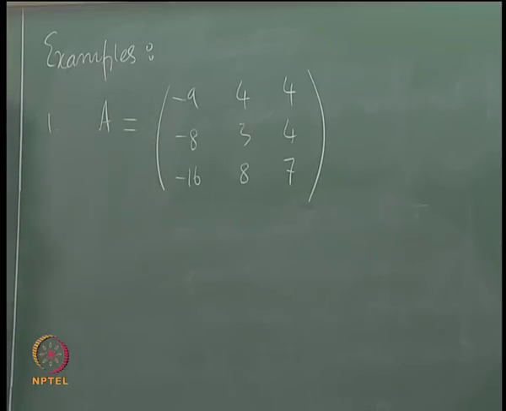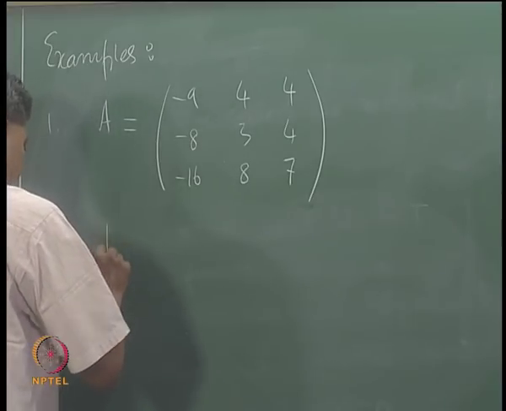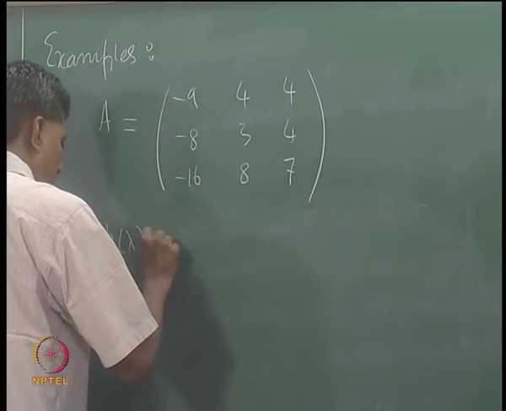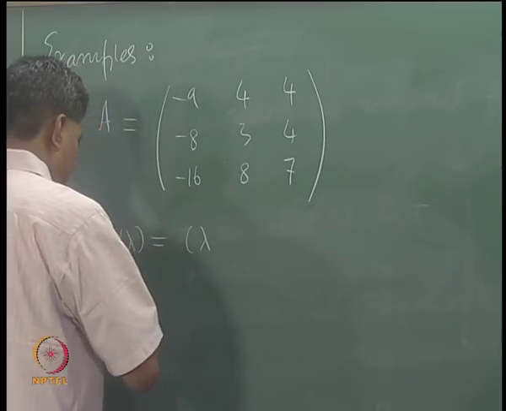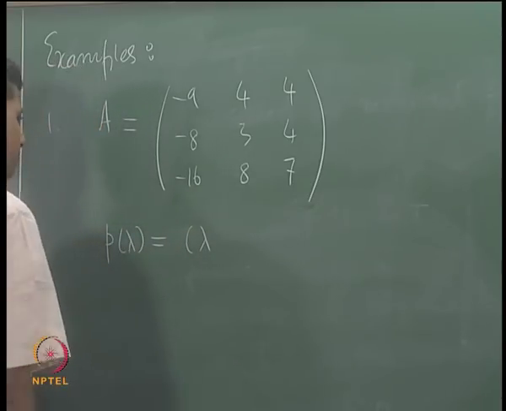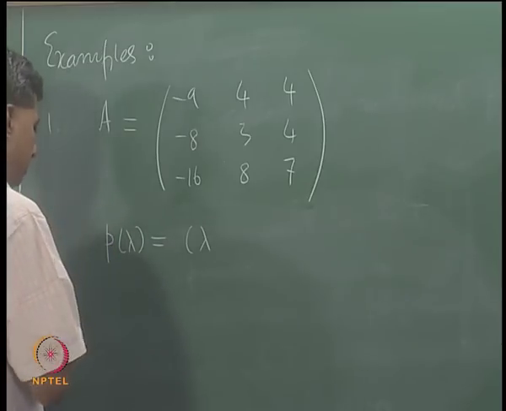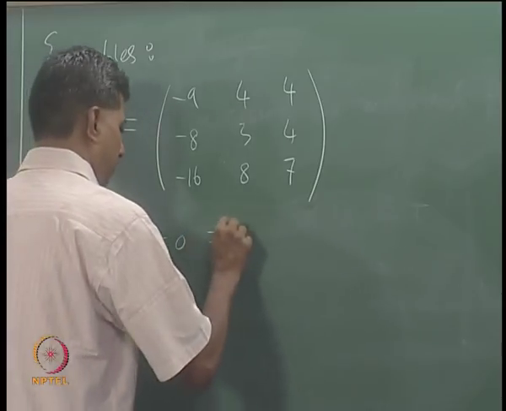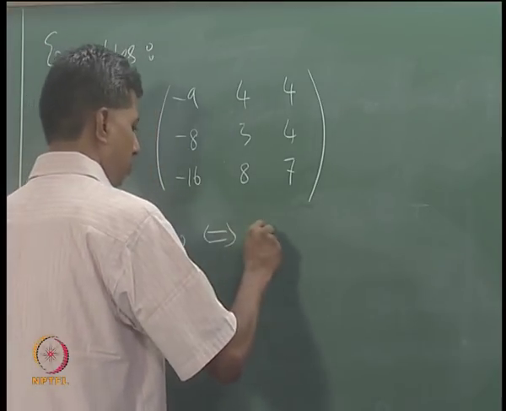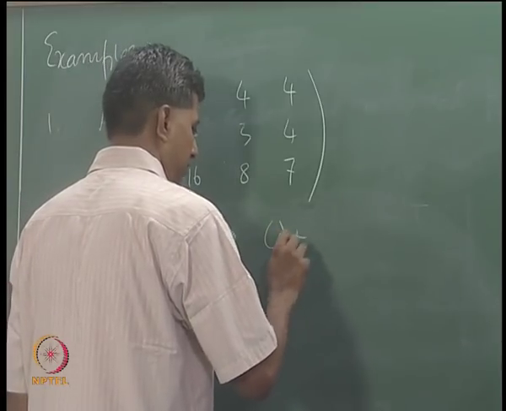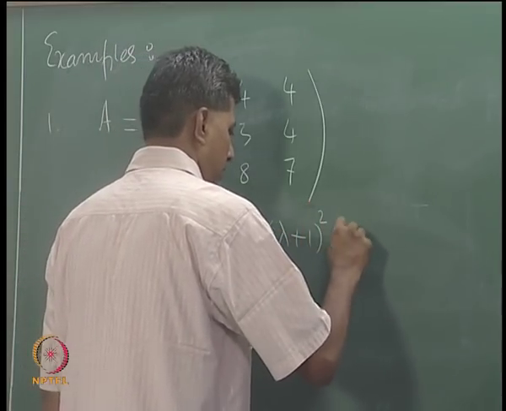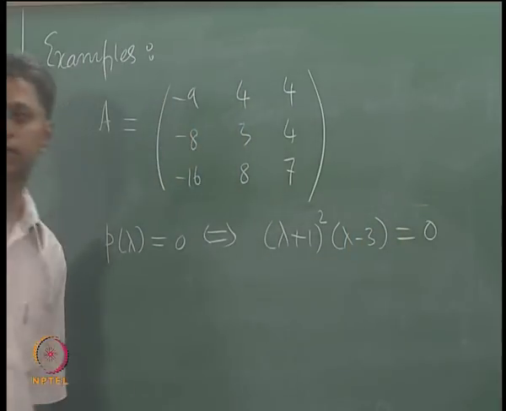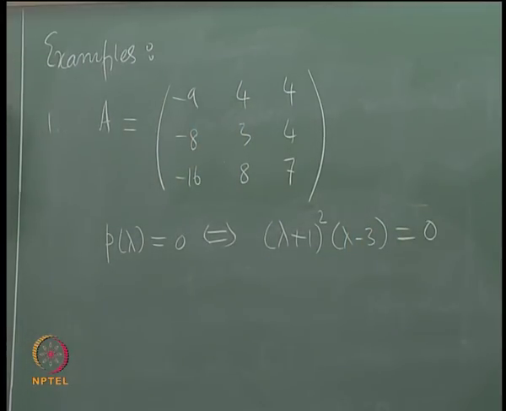I will leave it to you for verifying the characteristic polynomial of this matrix, we are using P. Please check that it is, with a minus sign. So I will say characteristic equation for this problem. The characteristic equation will be, please verify, lambda plus 1 the whole square into lambda minus 3. This is the characteristic equation of this matrix. Expand this 3 by 3 determinant, A minus lambda I equal to 0.